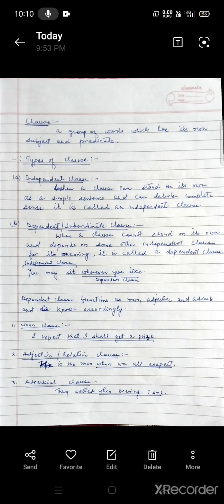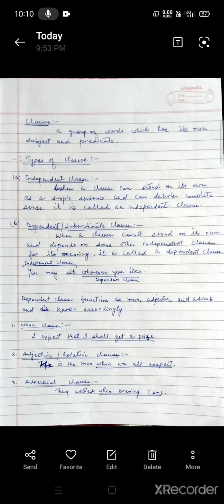Then we discussed that a dependent clause can function in the role of different parts of speech. Basically, we have their role as noun, as adjective, or as adverb. Accordingly, a dependent clause is known as a noun clause when it plays the role of a noun, an adjective clause or relative clause when it functions as an adjective in a sentence, or an adverbial clause when it functions as an adverb in a sentence.